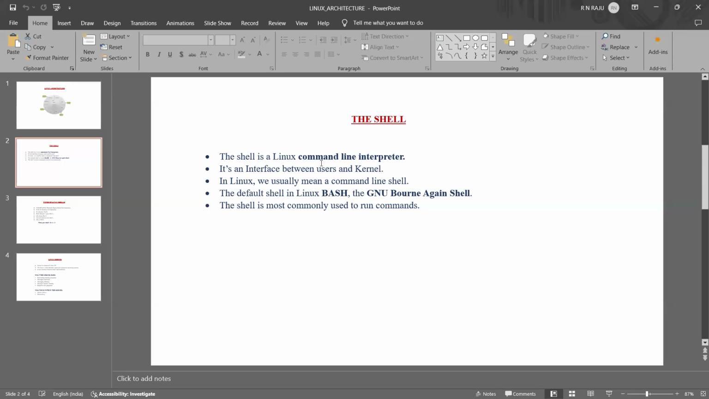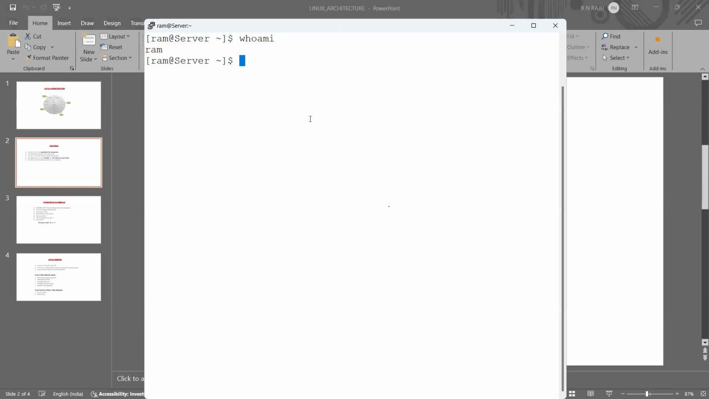The shell is a Linux command line interpreter. It is an interface between user and kernel. So that's why a Linux shell is one container. Remember this point. A shell is like a container. That container contains Unix or Linux commands. So best example, see here.